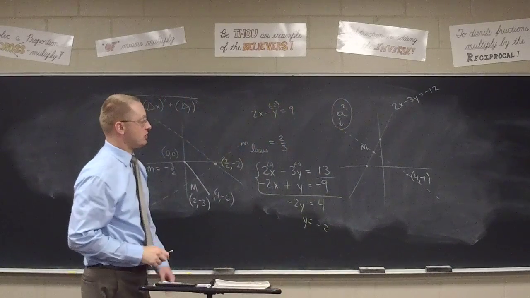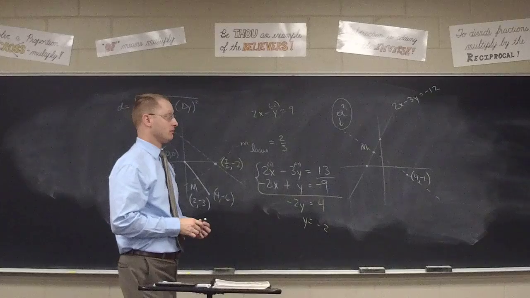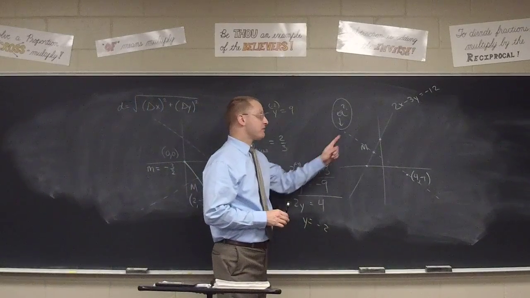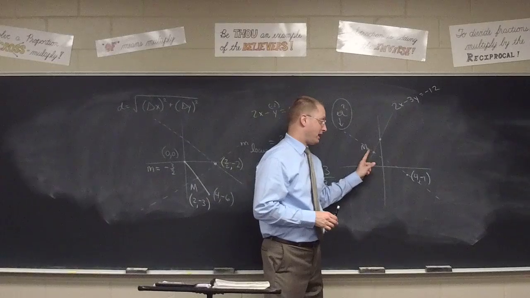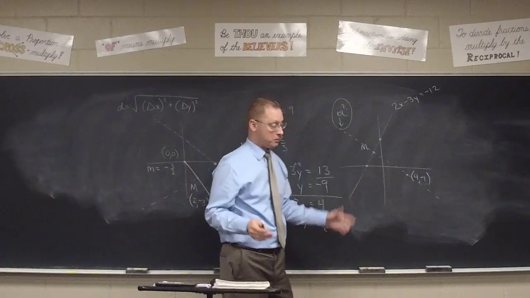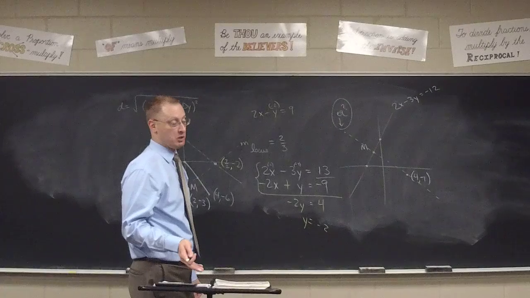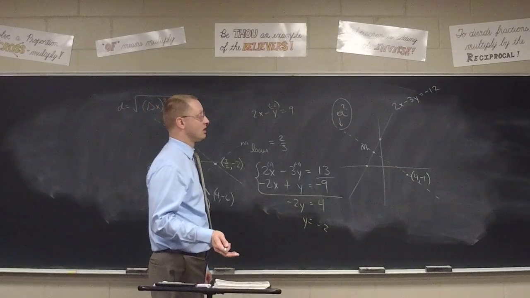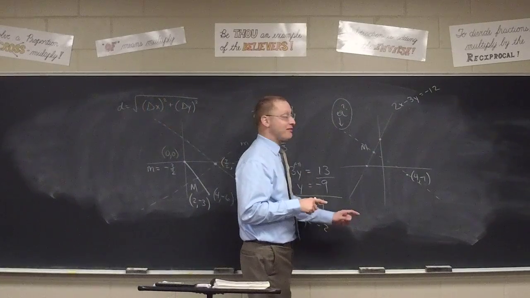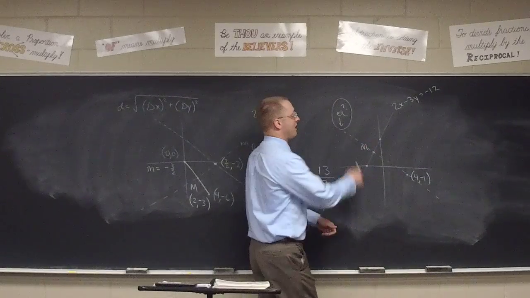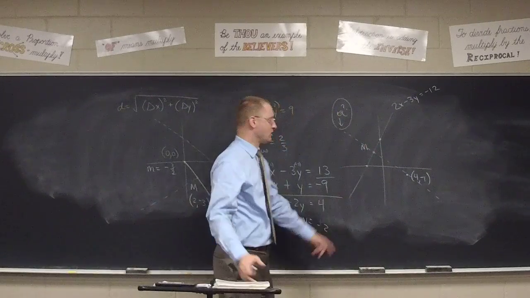What should we do first? Find the midpoint. I need to find the midpoint, because if I know the midpoint, I have 2 points. I can get a line that way. But I can't find the midpoint until I find which points? The intercepts. Do you see? I've got to find the intercepts first. Then I can find the midpoint. Then I can find the equation. Make sense?